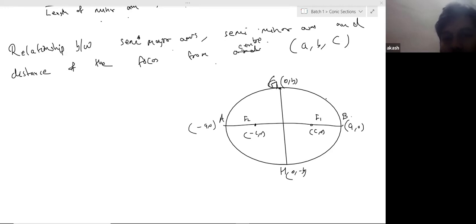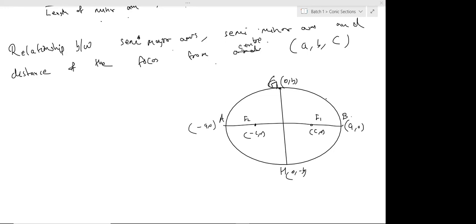So according to the definition of ellipse, I can take any point on this ellipse and find the distance from the focus, right? So if I take a point B, the distance from the foci will be F2B plus F1B, right? So can you tell me what will be this distance F2B plus F1B in terms of A, B and C? If this is A comma 0, this is C comma 0, this is minus C comma 0.